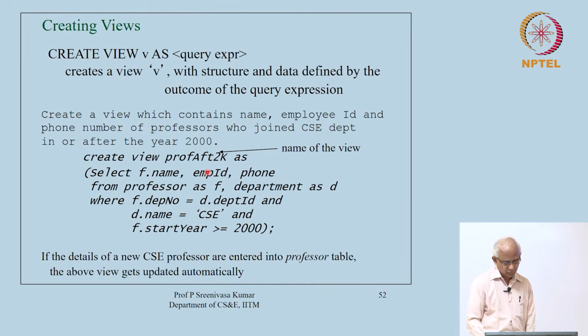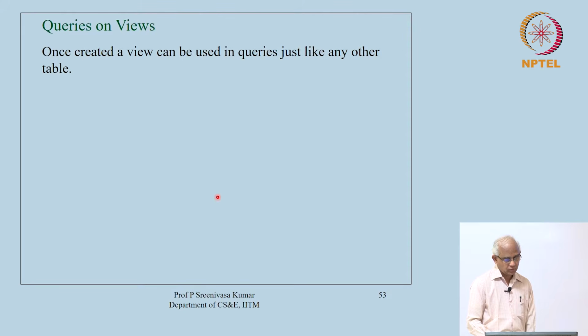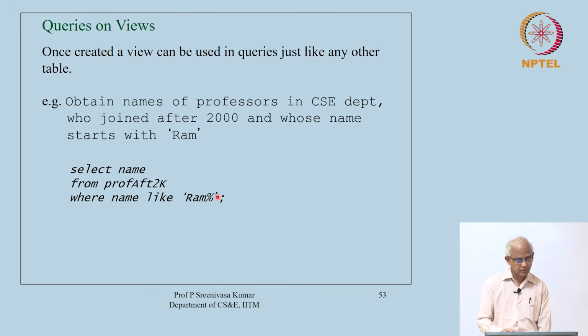Now, this particular relation will be kept up to date by the RDBMS as and when changes happen in the professor table. So, if new professors join the computer science department, then this will automatically get updated. Once we create it, as I said, you can always use it in queries just like any other table is being used. So, I will give you some illustrations of that.